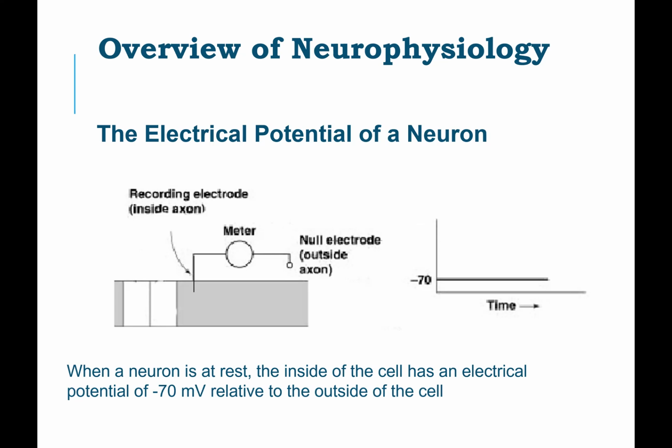Basically think of it as a little battery, where you have different charges on each side. This is a very small difference, but for a cell it is a lot. Inside of a cell, at a resting state, there is a negative voltage. And that means there are a lot more negative ions inside of a cell versus outside of a cell.